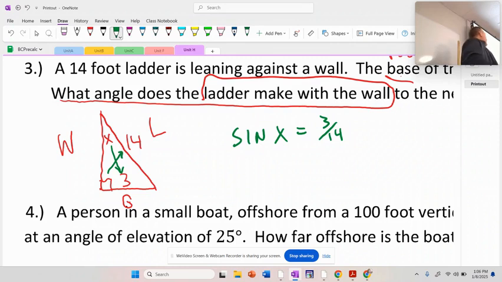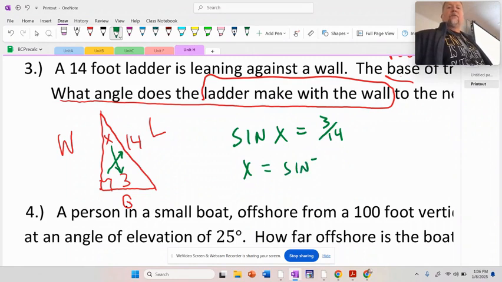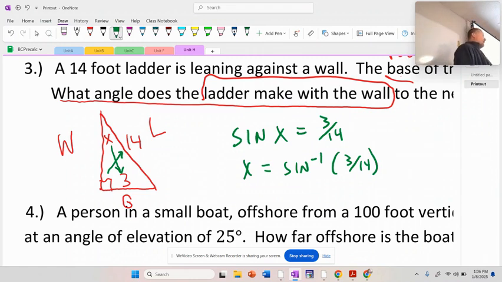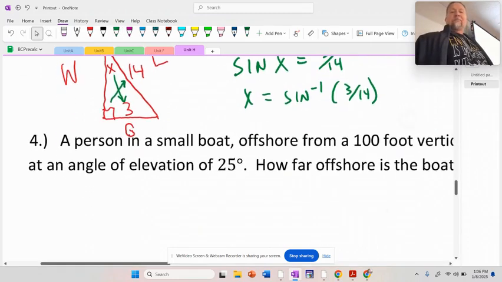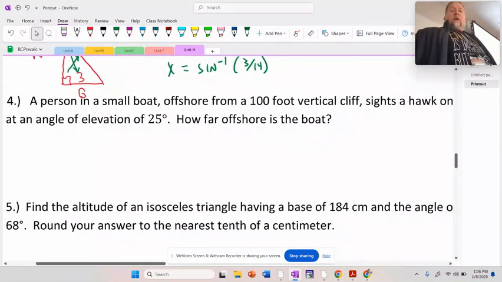What do I do then to find this answer? Inverse sine. You don't have to do whatever I do to one side, I do to the other all the time. It's a good way to save yourself, though, if you are not paying attention right now. Okay?